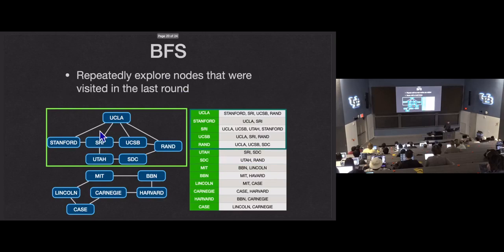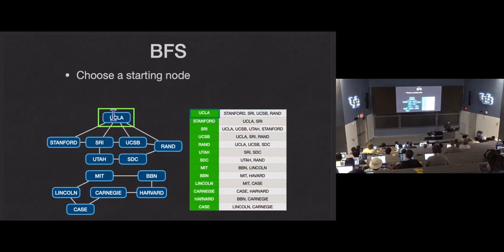So we would enqueue UCLA and mark it as explored, which for explored, you can use any data structure you want. I assume most of you will use an ArrayList, and then ArrayList.contains to check if they're explored. We're going to mark UCLA as explored and add it to the queue. Then we're going to repeatedly check the queue, dequeue the first element in the queue, and explore its neighbors. So we're going to check UCLA's neighbors, Stanford, SRI, UCSB, and RAND.